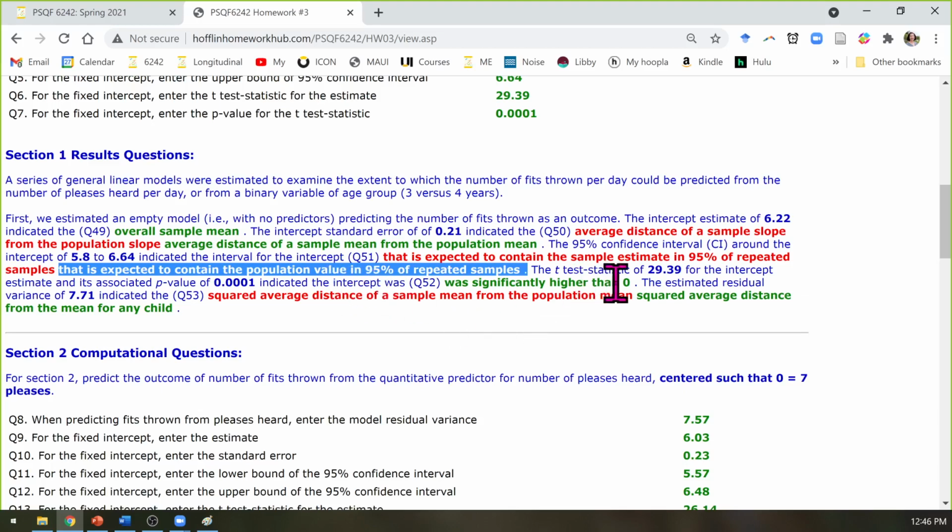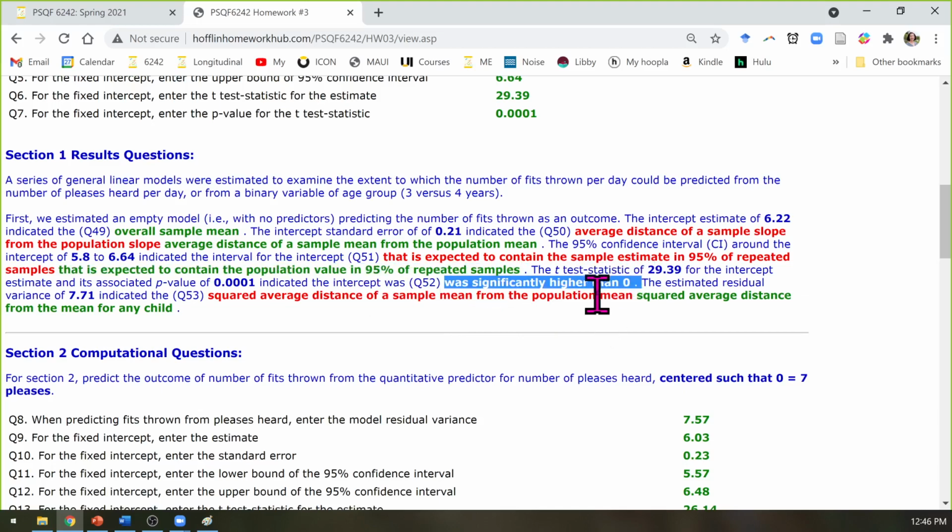The t-test statistic, so looking at whether or not it's positive or negative and whether it's significant or not. The t direction tells you positive or negative. The p-value that goes with it, if it is less than 0.05, that makes it significant. And then last but not least, residual variance was estimated at 7.71.